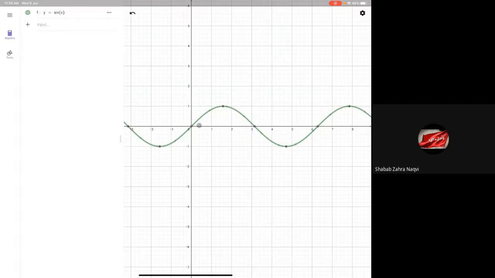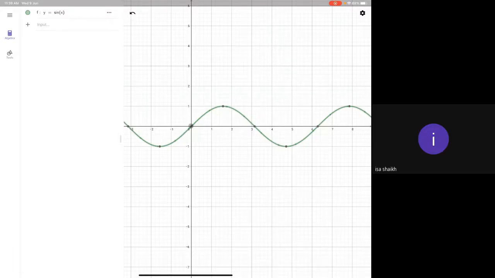Where is the first quadrant? Tell me. From here to here. This is the first quadrant, from 0 to 1.5 something, like pi by 2. Pi by 2 is 90 degrees, right? So this is the first quadrant. Can you see that?